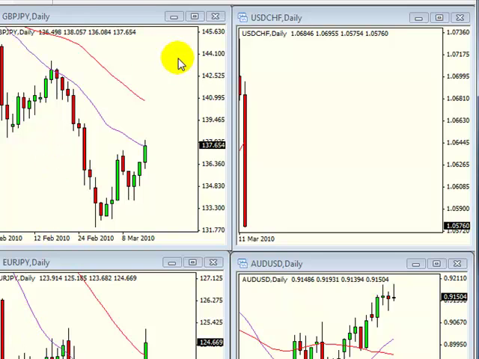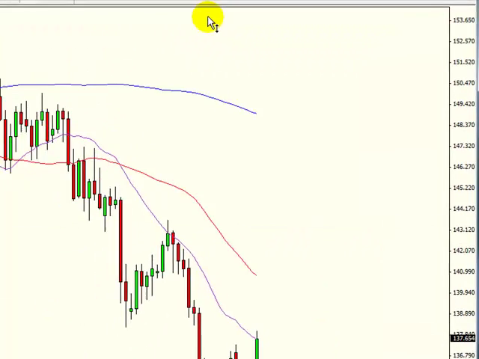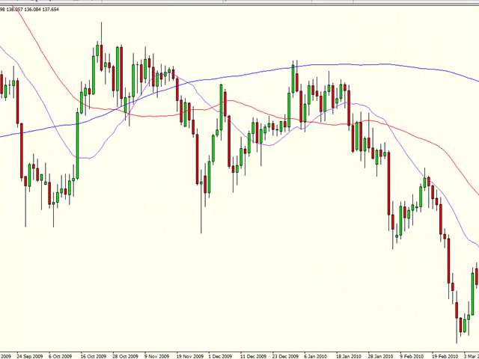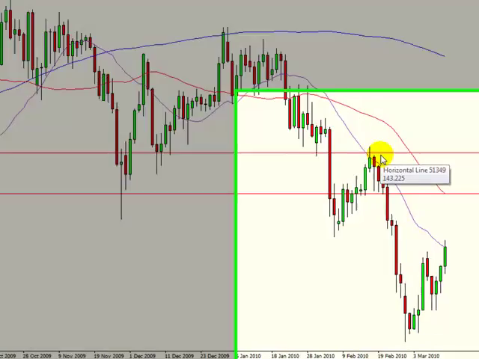Okay, also Great British Pound Yen is also moving up into resistance here. This is a daily chart. We're moving right here at this 20 period moving average. We're testing it right now. If it breaks through this resistance area, look for the next resistance area to be challenged at the 140 area, and after that look for a resistance area at around 143.